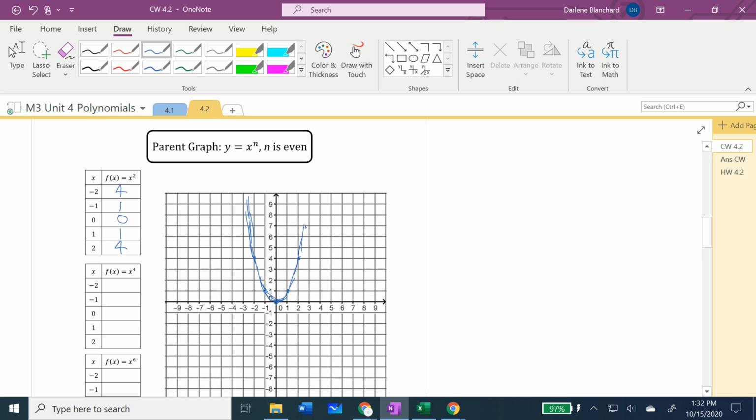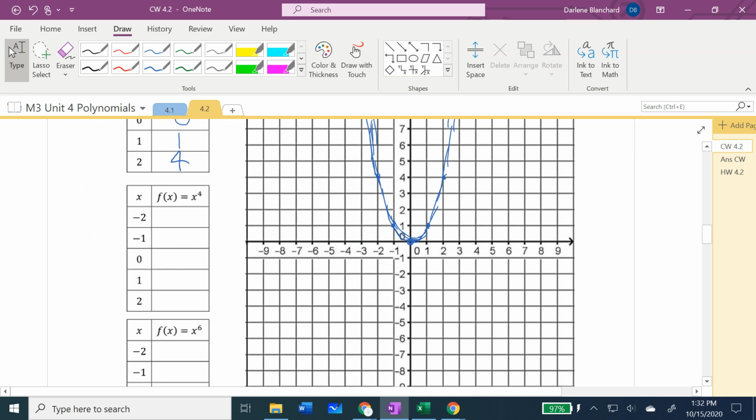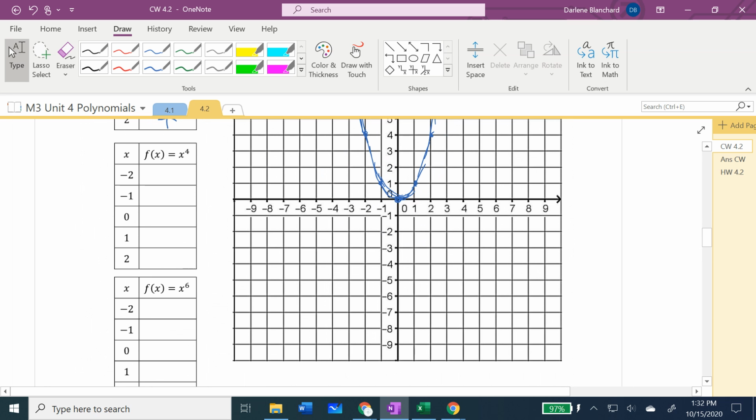Then we're going to take a look at what we get with the table when we have x to the 4th or x to the 6th. And I'm going to do this in pairs. -2 and +2. What are both of those numbers to the power of 4? Good, 16. Then -1 and +1, what are those to the power of 4? +1. And then 0 to the 4th power.